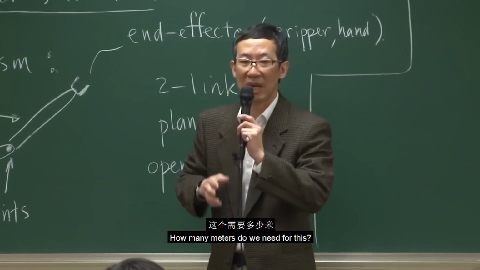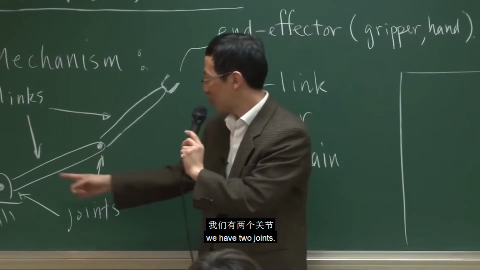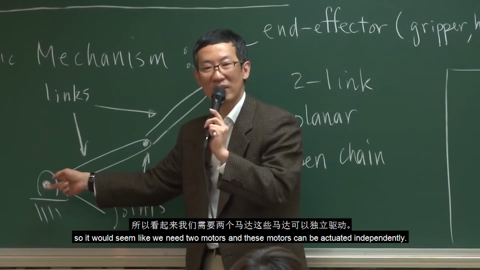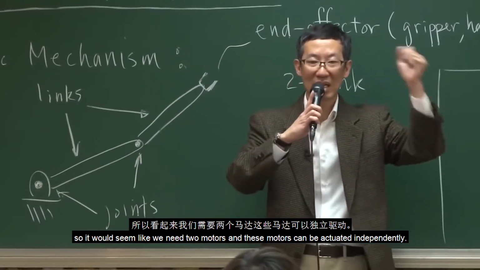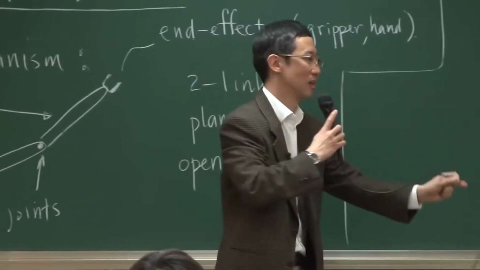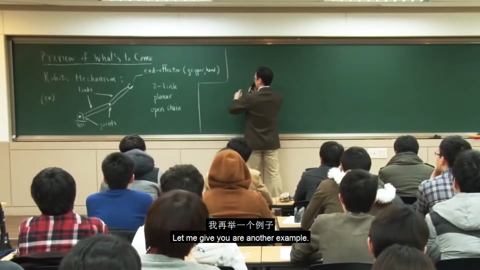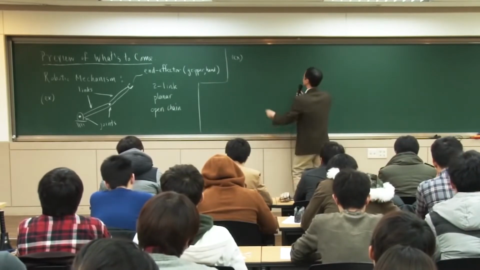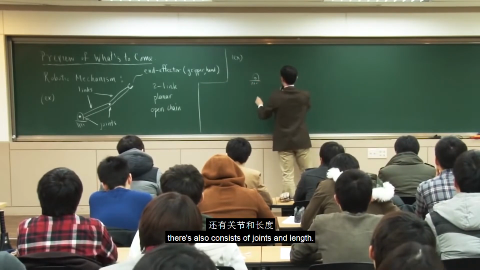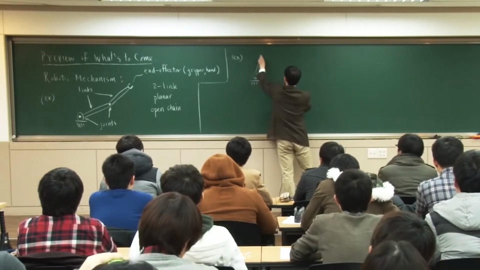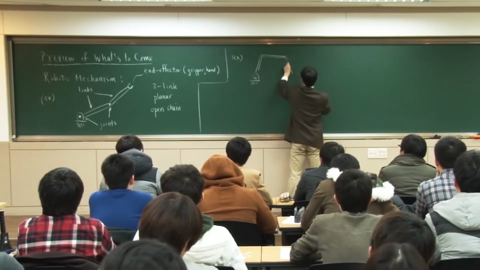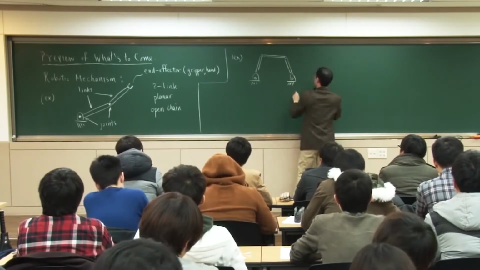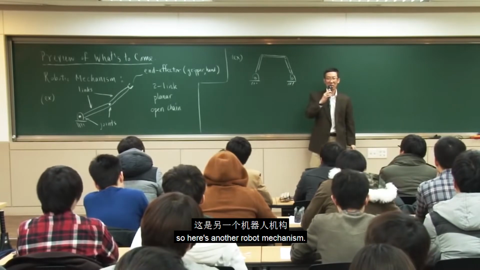Now, how many motors do we need for this? Well, we have two joints. Okay? So it would seem like we need two motors, right? And these motors can be actuated independently. Okay. All right, let me give you another example of a robot mechanism. Okay, this also consists of joints and links. Sorry about that. Okay, so here's another robot mechanism.